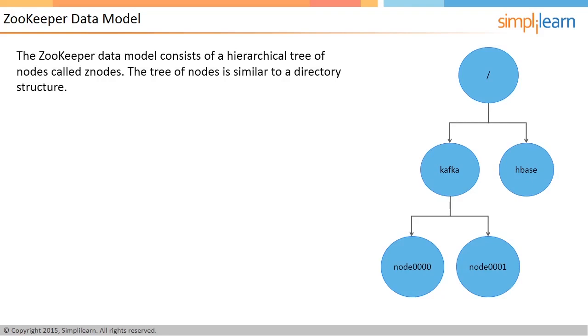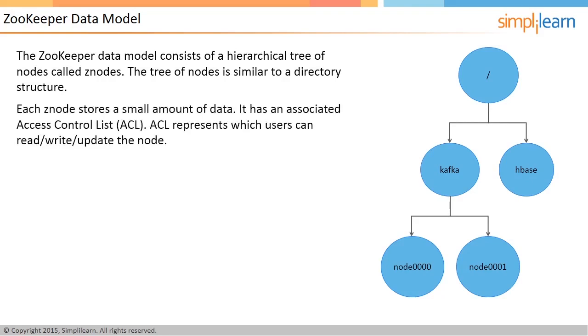The diagram here shows a tree structure of znodes. There are 2 znodes, /Kafka and /HBase at the root level. At the second level, there are 2 more znodes, /Kafka/node0 and /Kafka/node1.